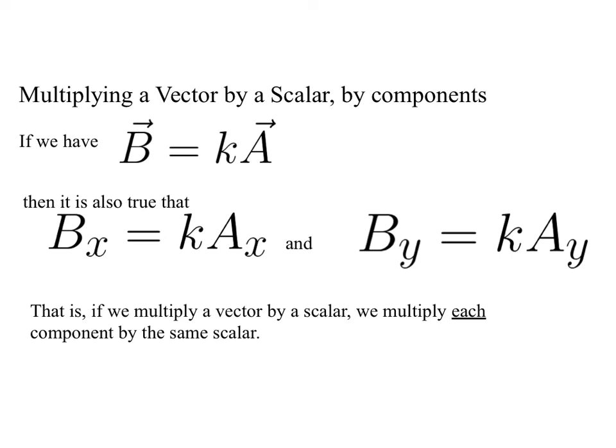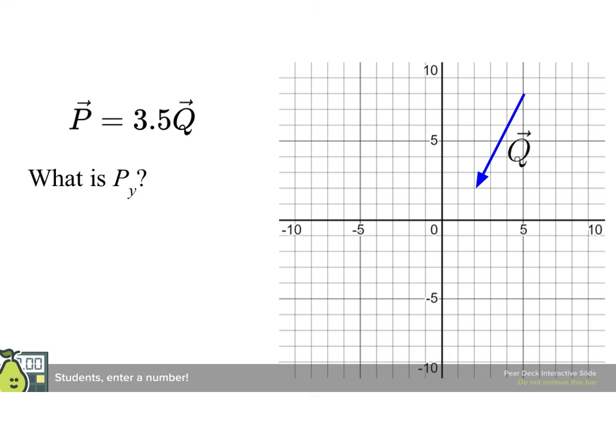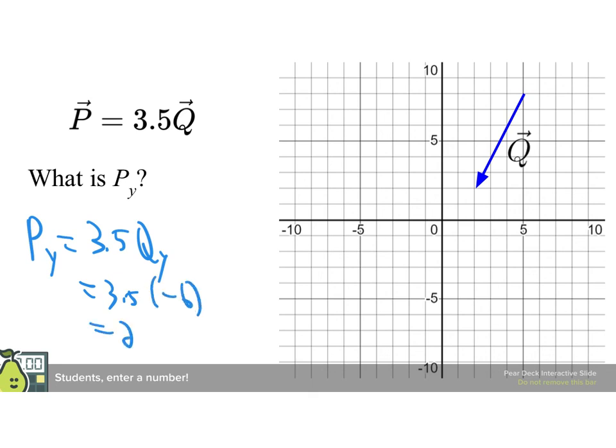All right, this is that if we multiply a vector by a scalar, then each component gets multiplied by that same scalar. So looking at something like this, I could graph it out and do stuff, but that's kind of awkward. Or I could say that PY is 3.5 QY, but we see that QY is minus 6. So this is 3.5 times minus 6, which is 21. So PY would be 21.